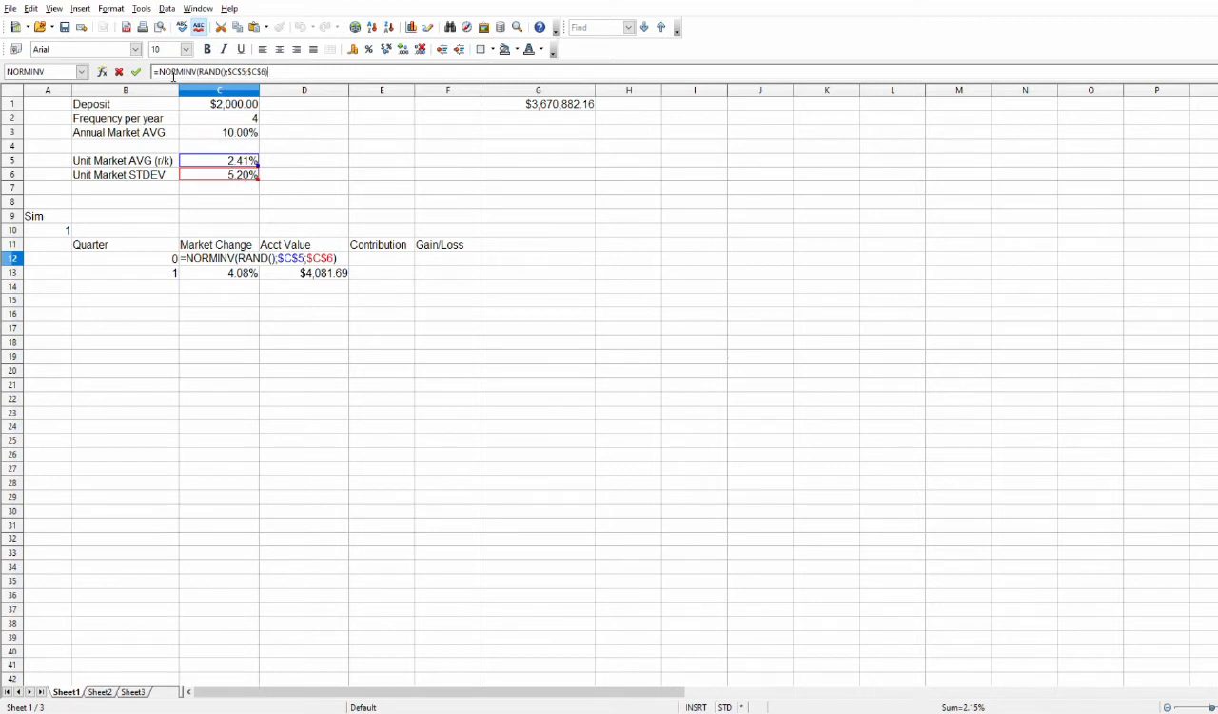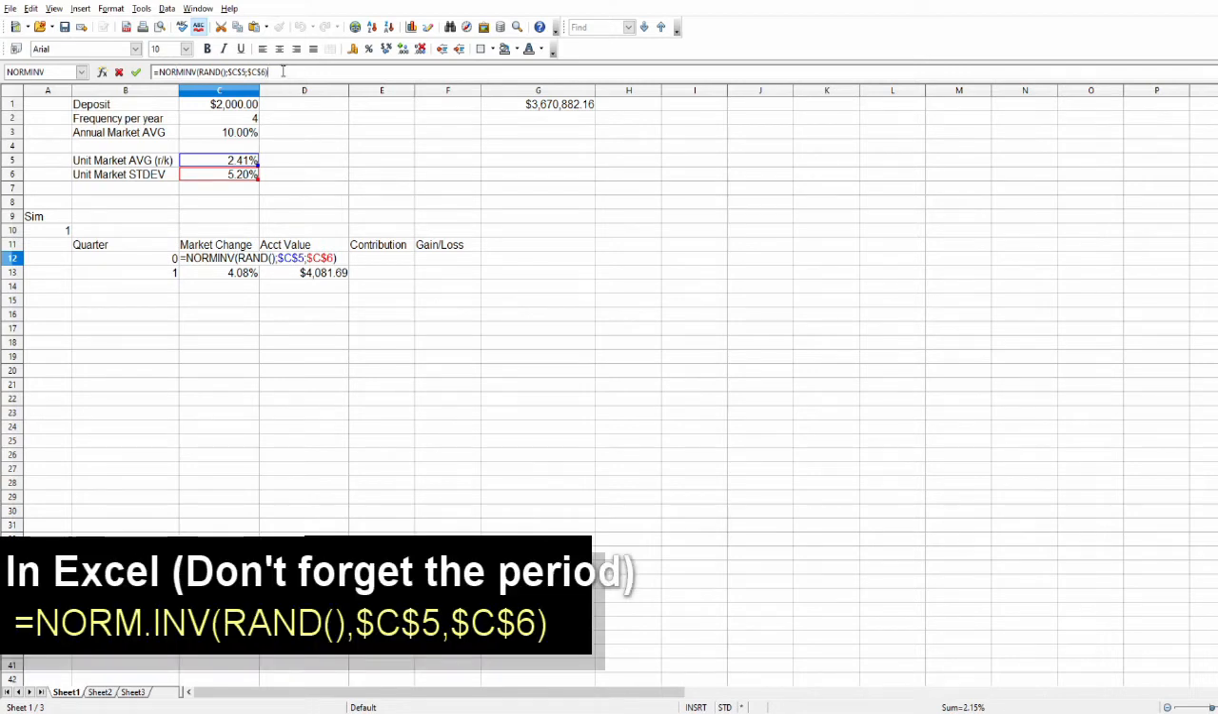So the function that Excel and OpenOffice use is norm.inv, for inverse. Again, these are identical formulas. OpenOffice uses semicolons. Excel is going to use commas. So the first input is what type of number I want. And I'm telling both programs I want a random number. Okay, RAND with open parentheses. RAND, open parentheses, generates a random number between 0 and 1.